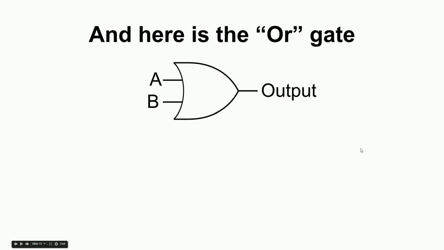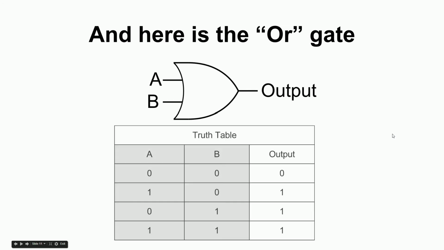The next gate, and the final gate that we're going to be talking about, there are more, but this is what we'll be discussing for now, is the OR gate. It can have a slightly different look to it. We still have two inputs, A and B, and one output. And here's what the table looks like.